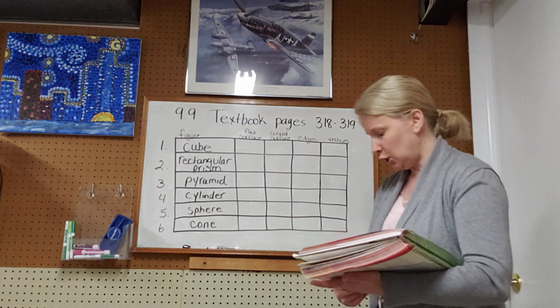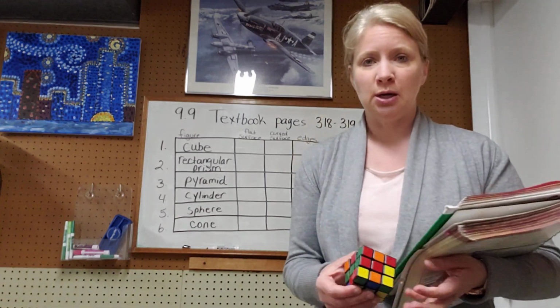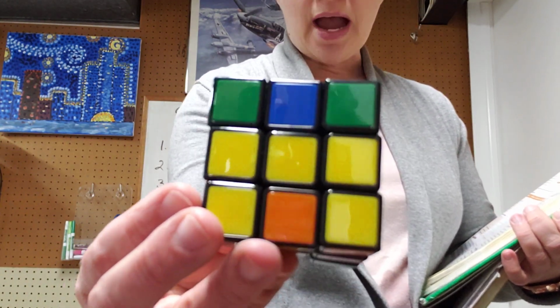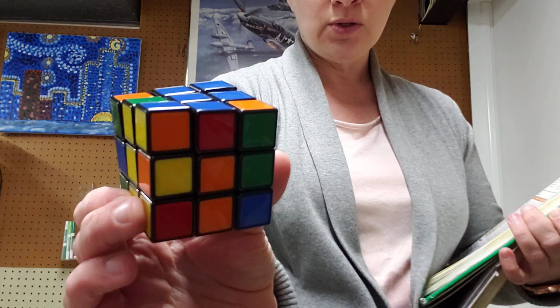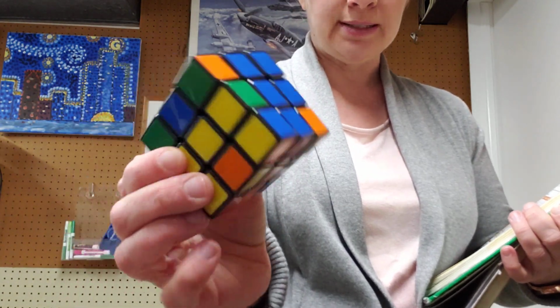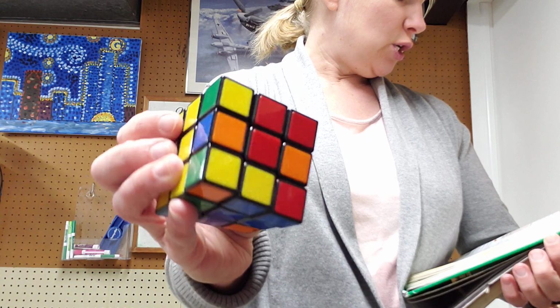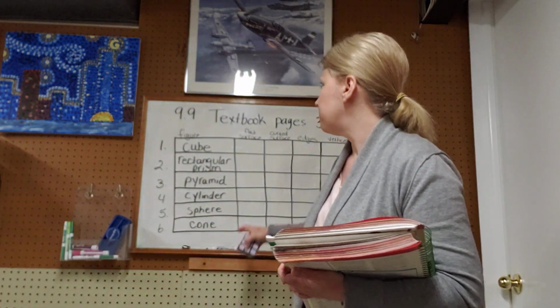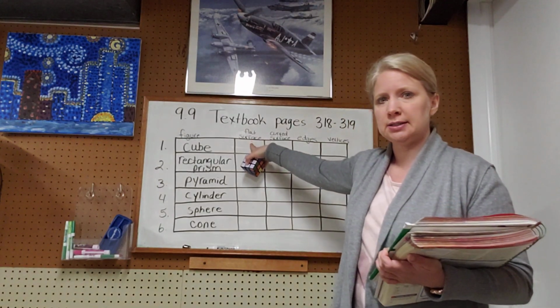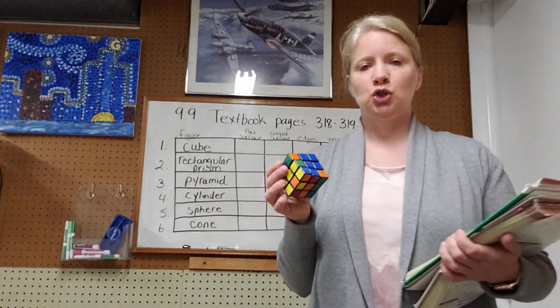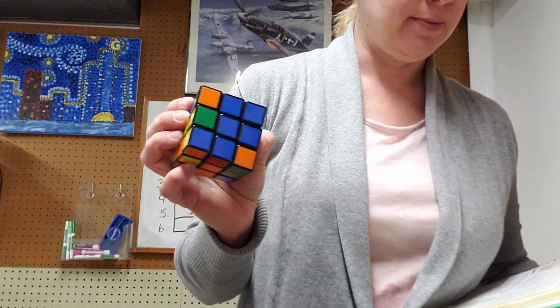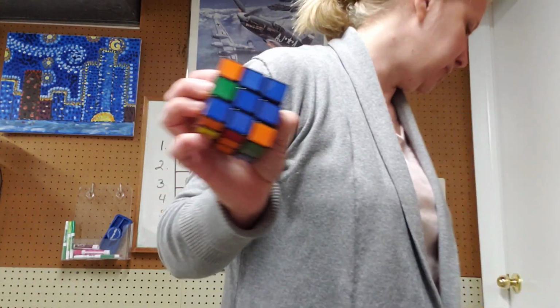Okay, so let's look at the cube, which I found a Rubik's Cube, and I thought if I had some examples, it would be easier for you to understand and see. So I have a Rubik's Cube, and that's what I'm using for my cube example for you today. So the first thing on the chart is flat surfaces. How many flat surfaces would a cube have? Okay, let's talk about it, and let's count them. Let me put the book down.